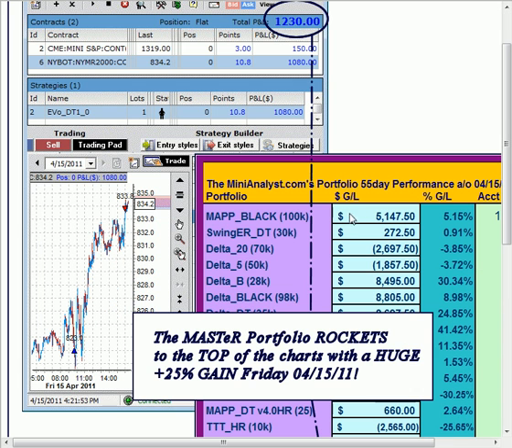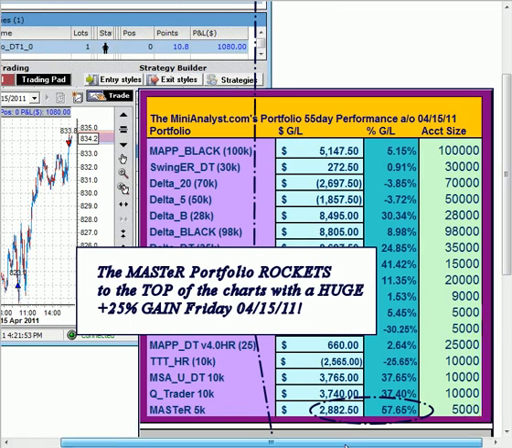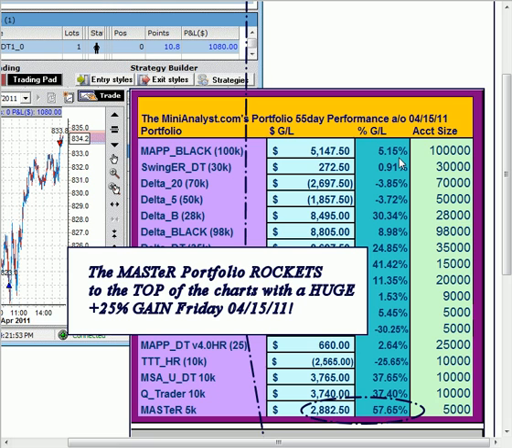So here's the master that we mentioned. Look at that beautiful long right there from the Evo. Part of the master, half of the master. Beautiful. $1,000 per contract. One contract, $5,000 portfolio. And there you can see we've had a bit of a drawdown lately. I think black was up about 30%. So a beautiful drawdown of about 25% or so on the MAP black portfolio.